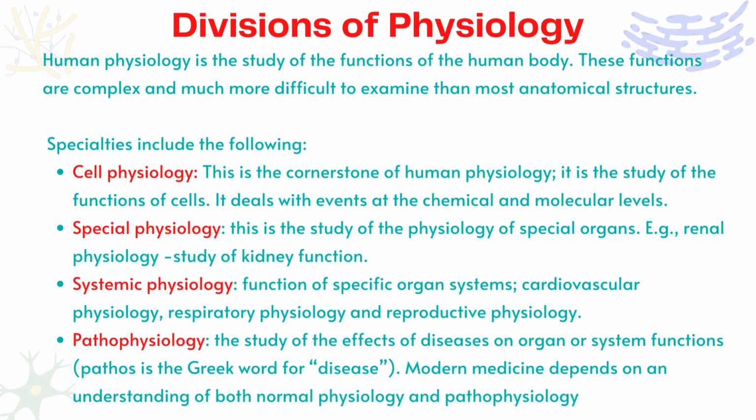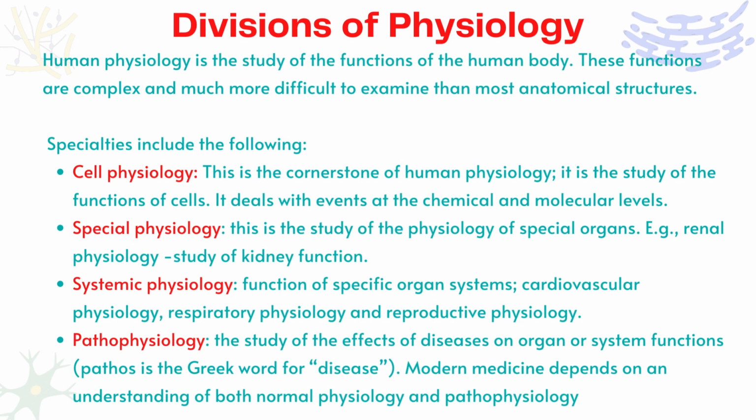Actually, by studying the cells and the functions of those cells, you primarily get to understand the functioning of the human body. So, cell physiology is basically the study of the functions of the cells, and this one deals with the events at the chemical and the molecular levels. And then we have special physiology. So under special physiology, this is where we study the physiology of special organs. For instance, we have renal physiology, whereby we study kidney functions.